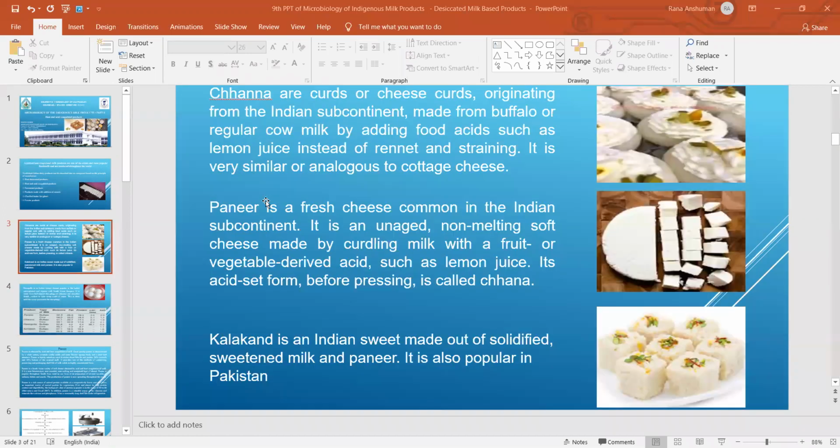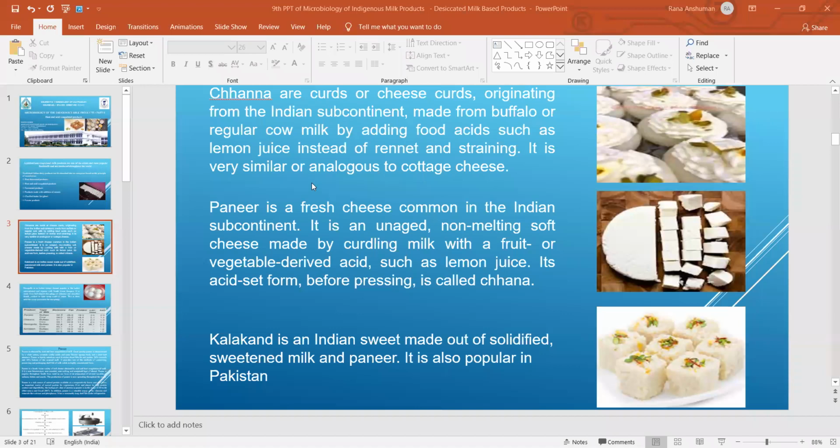First of all, it is important to know what chana is. Chana are curds or cheese curds originating from the Indian subcontinent, and it is mainly made from buffalo and cow milk by adding food acids such as lemon juice instead of rennet, and thereafter you have to strain it. It is very similar to, or analogous to, cottage cheese. So it resembles cottage cheese, which is a Western type product.